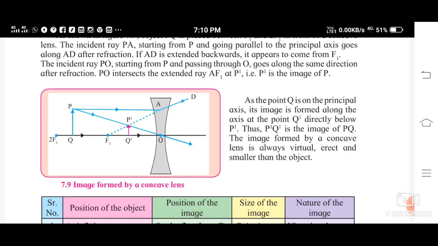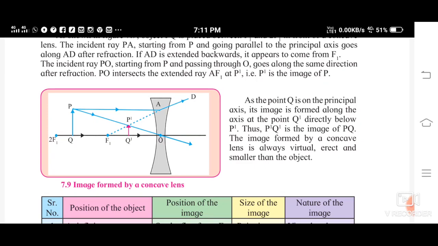As the point Q is on the principal axis, its image is formed along the axis at the point Q dash, directly below P dash. Thus, P dash Q dash is the image of PQ. The image formed by a concave lens is always virtual, erect and smaller than the object.